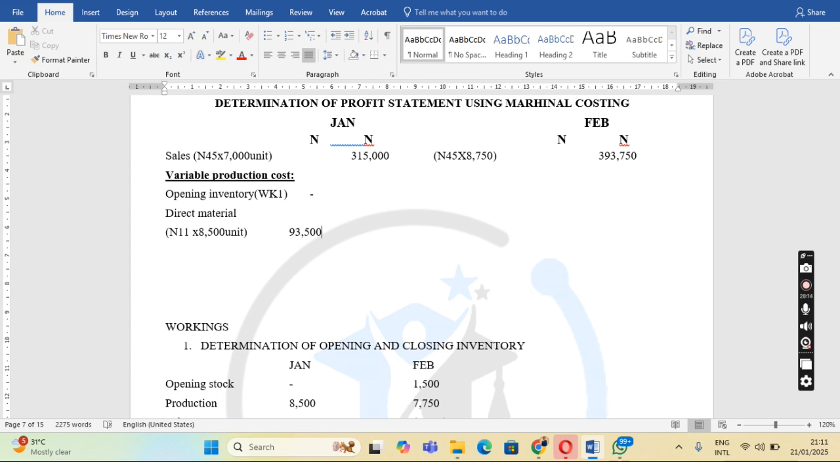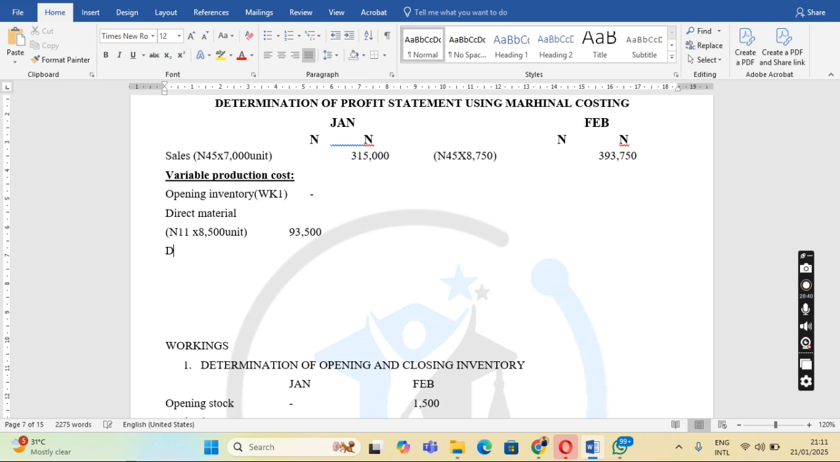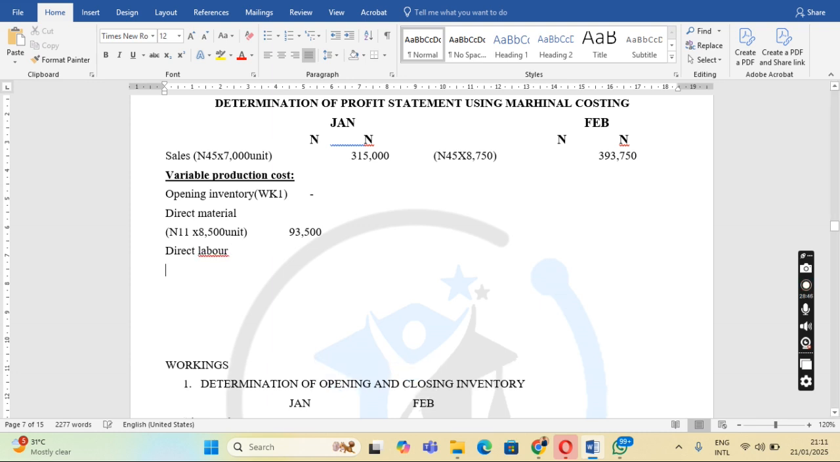Now, from the question, we're given the variable cost. Don't forget that we are picking from the variable cost, right? After your opening inventory, you will spend money in your production. Your direct material as well as your direct labor, you will use them in the production, because without all these people, you can't produce, right? Before you say you want to sell. From the question, we were given direct material as well as direct labor. So what is the cost of direct labor per unit, class? 8 naira. Thank you.